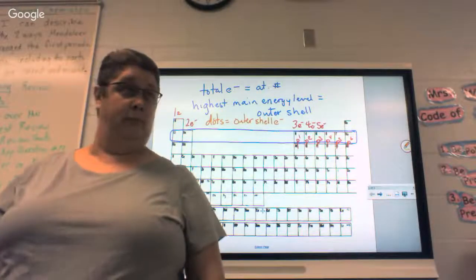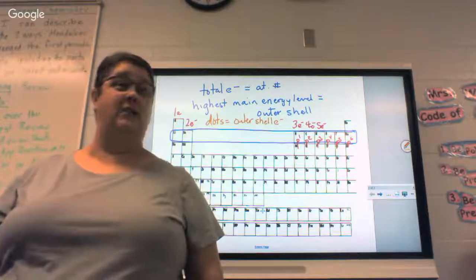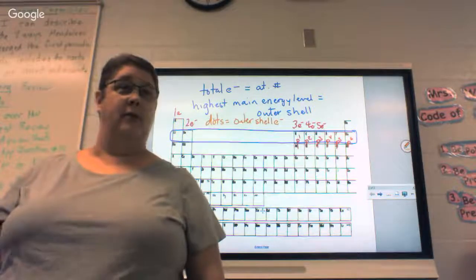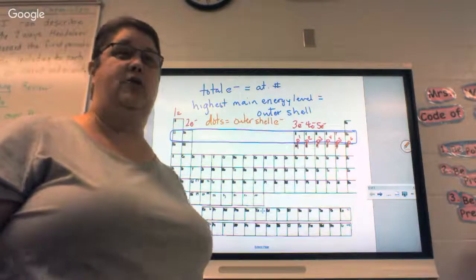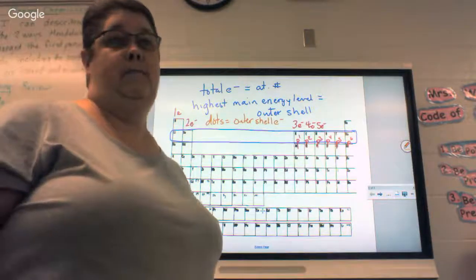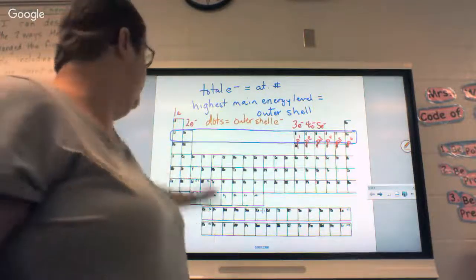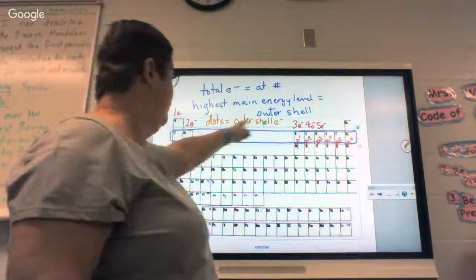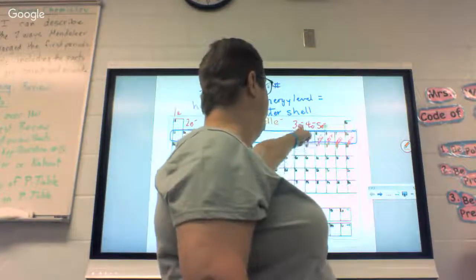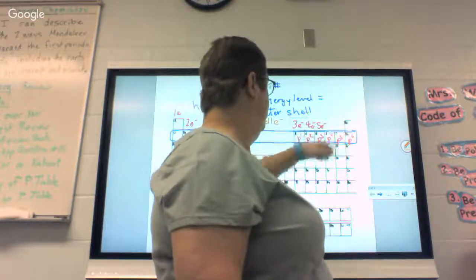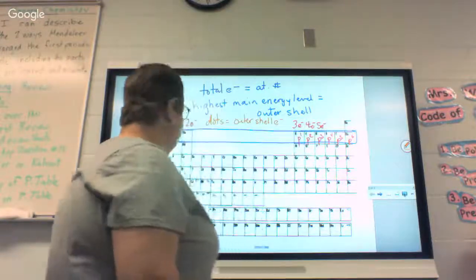Because I thought it meant period. That's what I was doing. Dots are outer shell electrons. So, who has 3 outer shell electrons in period 2? 1 electron, 2 electrons, 3 electrons. So who's in period 2 with 3 electrons? Boron. B, boron.